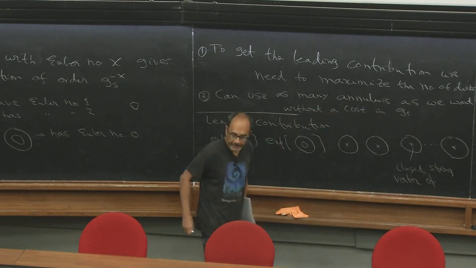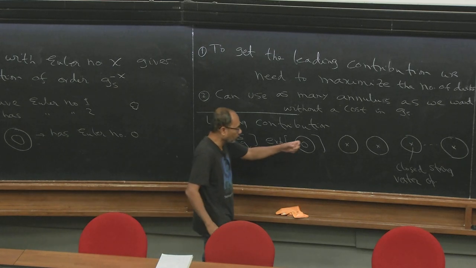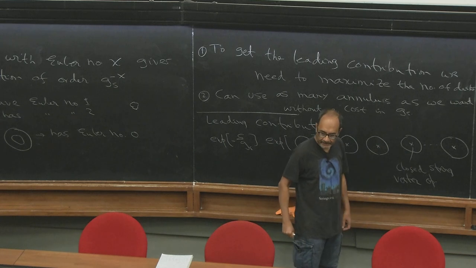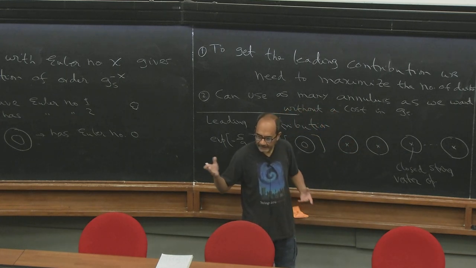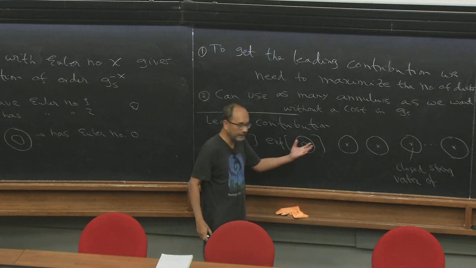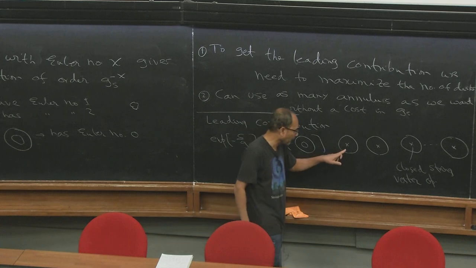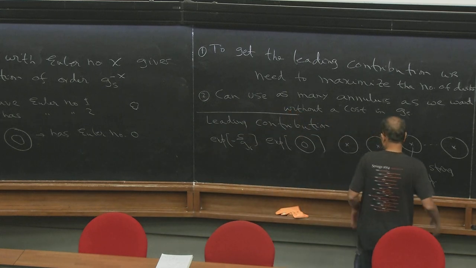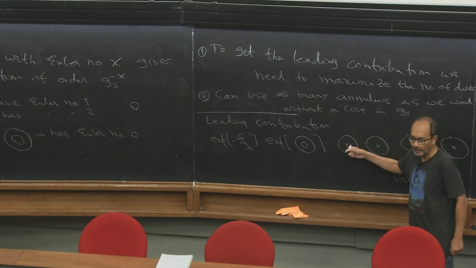So you have n closed strings, right? The idea is that you take n disks, insert one closed string on each of these disks. You cannot have a disk without a vertex operator because that vanishes, right? Because of this, there is an SL2R volume you have to divide by, and that makes a disk without vertex operator vanish. So you have to insert at least one vertex operator. So you maximize the number of disks by inserting each external vertex operator on one disk.